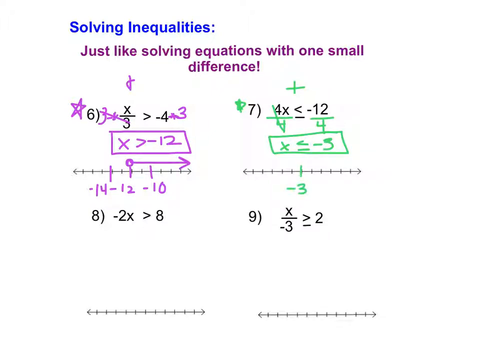So we go to our number line, we plot, we have a closed circle at negative 3, and then I want numbers smaller than negative 3, so that's negative 5.